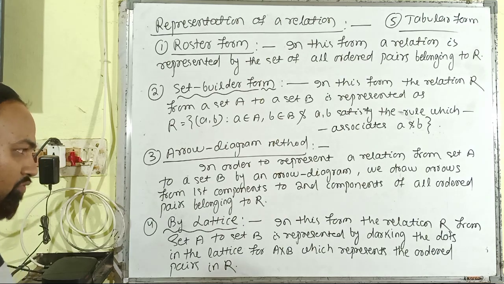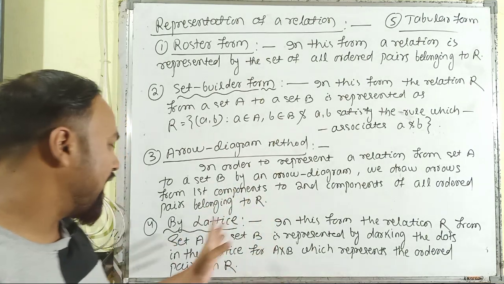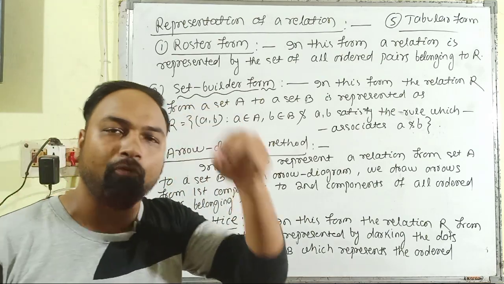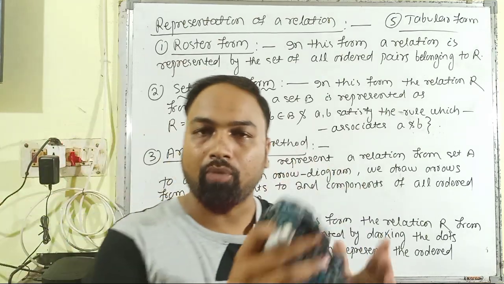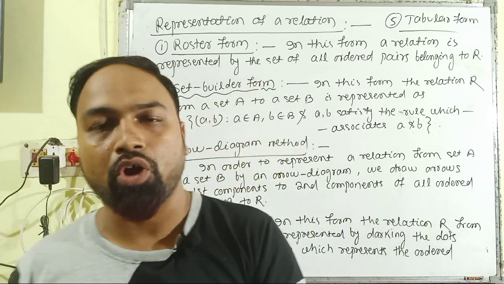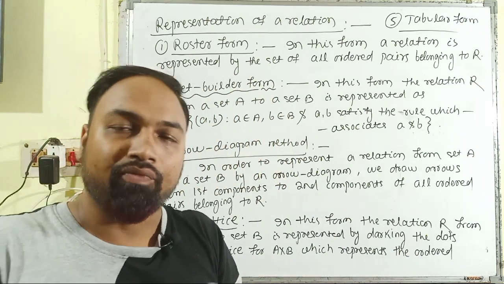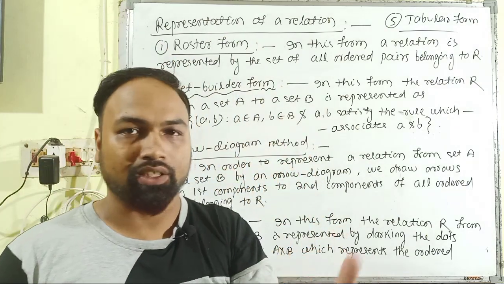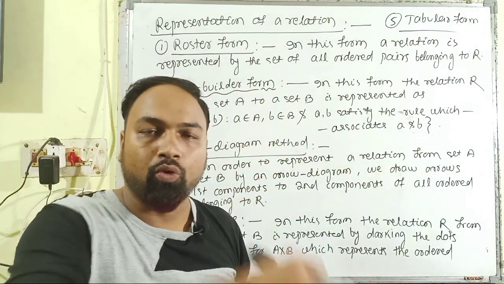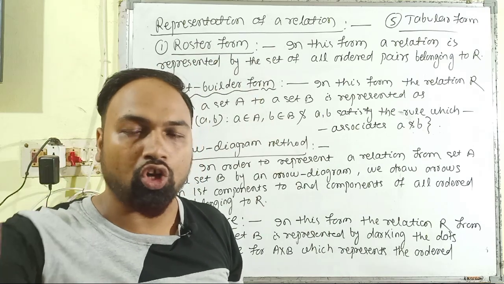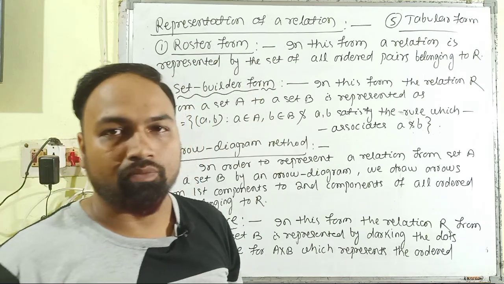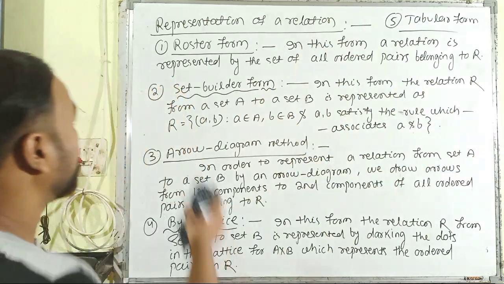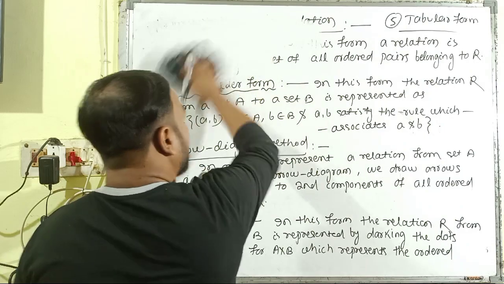Then the XY lattice method. In this form, the relation R from set A to set B is represented by darkening the dots. We just have to draw the XY plane, then plot the respective points which are present in the roster form, that means in the form of ordered pairs, and establish them as the dots or points in the XY plane. And then the tabular form, we will discuss in the problem time. Okay, so let us discuss it.